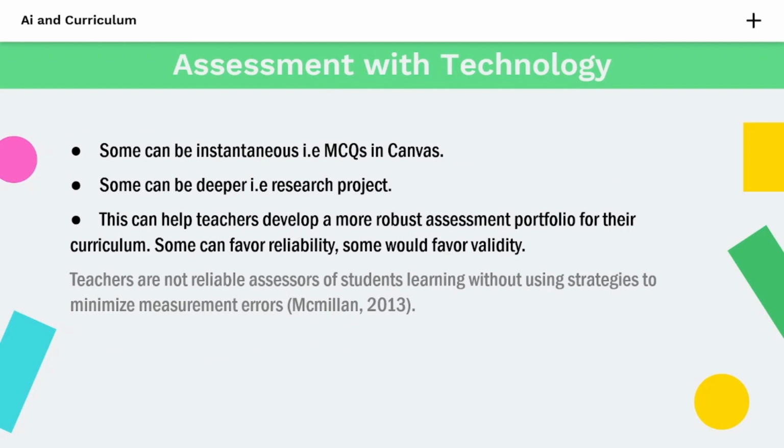So with assessment, we can see that we have some assessment tools that give us instantaneous results, like MCQs in Canvas. Some can give us a deeper learning experience, like research projects, and we can have AI help with that. We could have AI as a research consultant instead of going to Google, and then answer them based on the learning objectives that we set for this class.